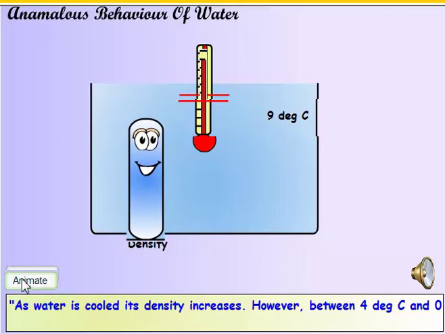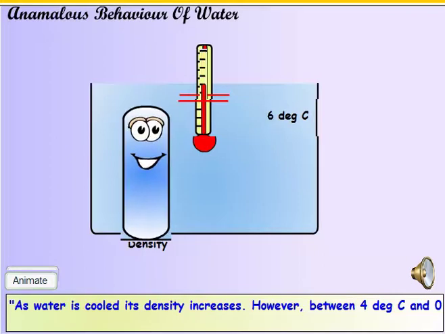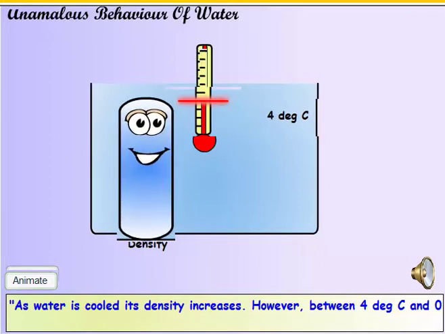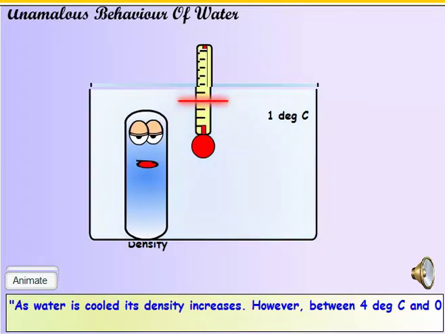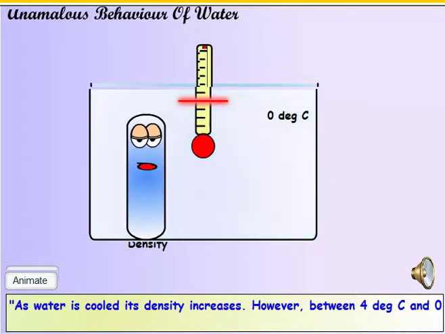Water density increases as it is cooled. But as the temperature decreases to 4 degrees, a strange thing happens. Between 4 degrees and 0 degrees, the density of the water decreases as it cools.